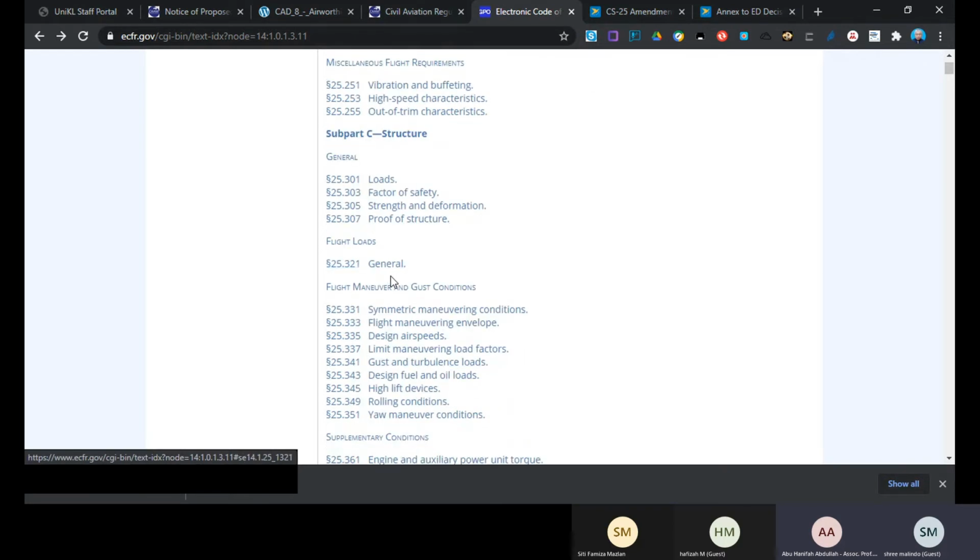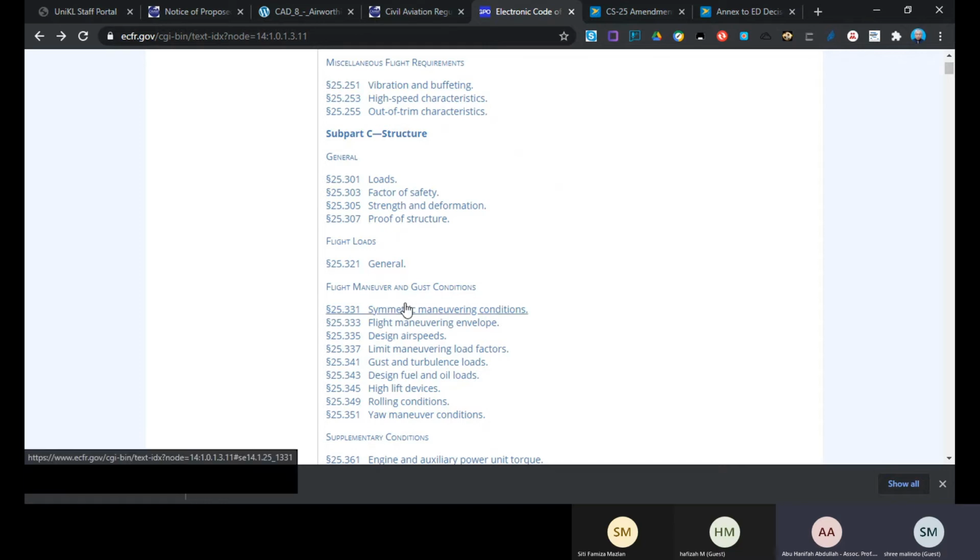The flight loads: first we consider flight loads. The flight loads are flight maneuver and gust loads. So you maneuver the aircraft, you take off, you land, you climb. So you must record all the loads, because that will be the flight maneuver and gust loads.